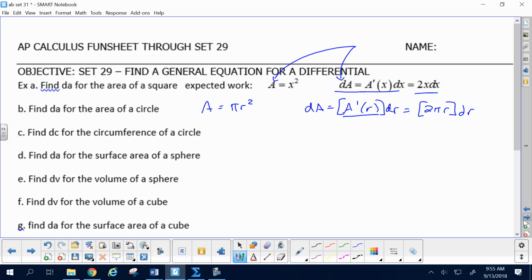So I will throw up the answers to the other ones. If you want to see the work for them, let me know. But the next one, for C, I guess it would be, do you have something like dC is 2 pi dr? Okay. For the one after that, do you have dA, or dS if you use S for surface area, is 8 pi r dr? Tell me if you disagree with any of these. Then dV is 4 pi r squared dr.